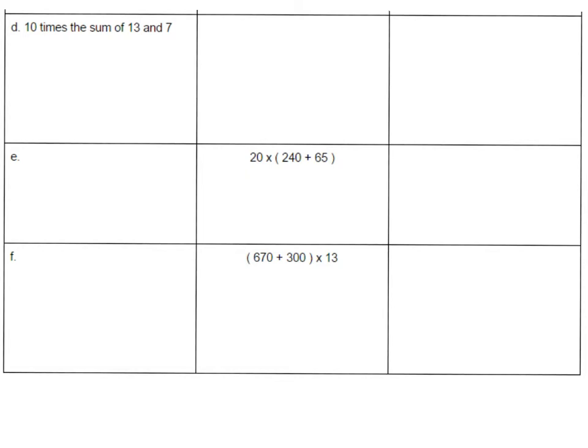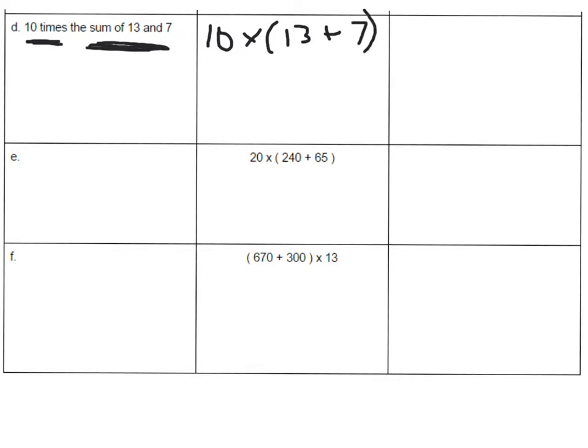Again, there are 3 columns. So the first column is words, the second is the expression, and the last is the value. So don't get confused because the labels aren't there, but you should be able to see it on your paper. So D says 10 times the sum of 13 and 7. Well, again, I'm seeing a couple of operation words. 10 times means I'm taking 10 and multiplying it by the sum of 13 and 7. Well, the sum of really tells me that I have to combine 13 and 7 first.